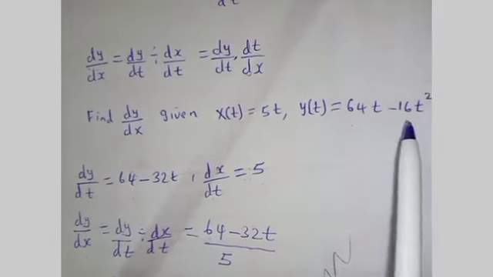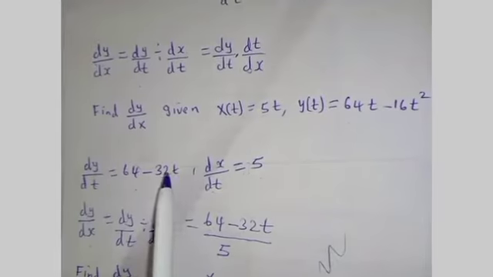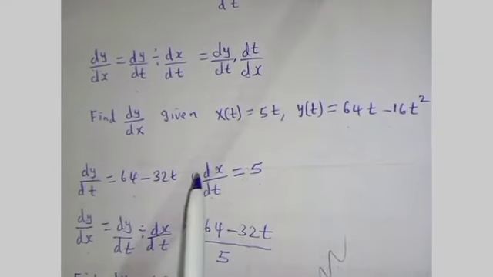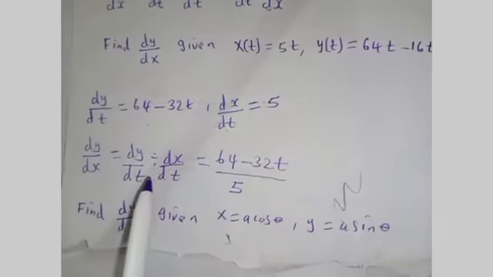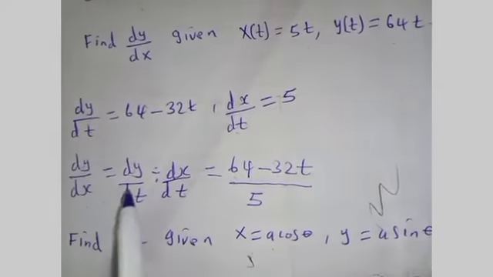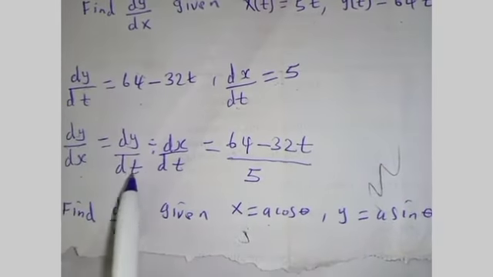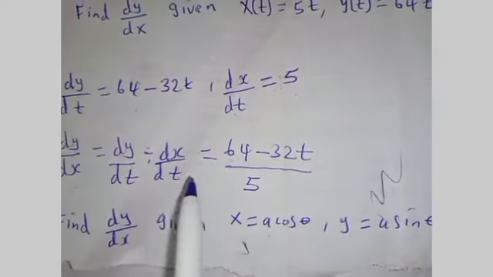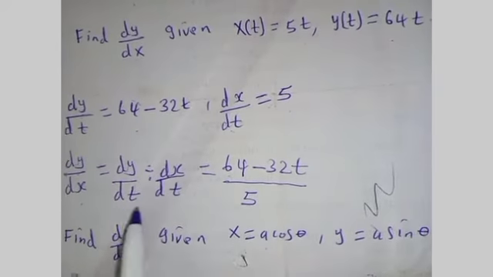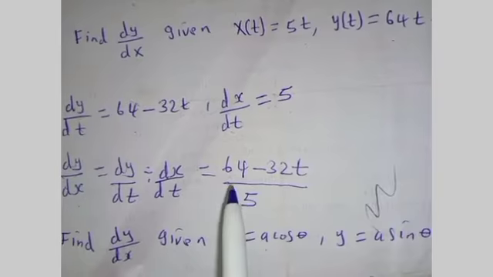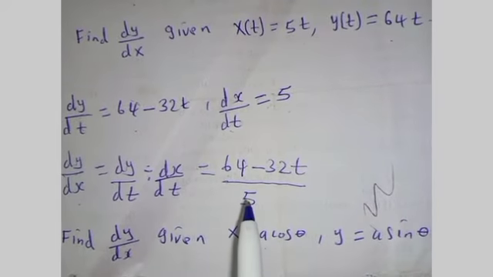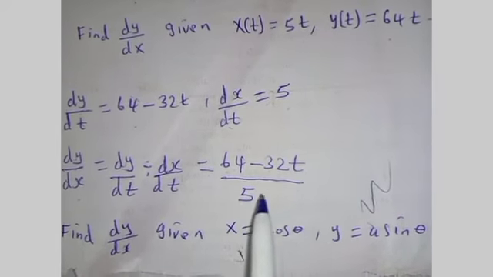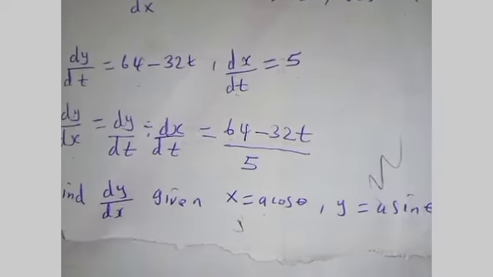16t squared differentiated, we will get 32t. dx over dt is 5. Then we apply our formula: dy over dx is equal to dy over dt divided by dx over dt. So our dy over dt is 64 minus 32t, divided by 5. So that is the answer.